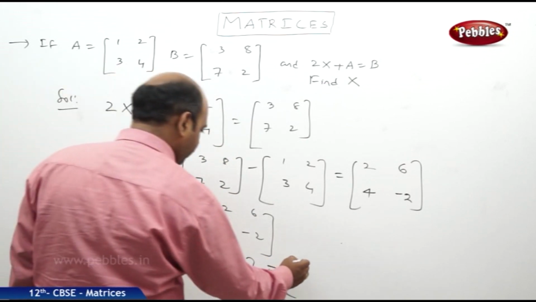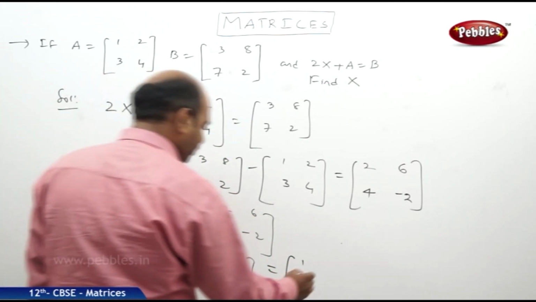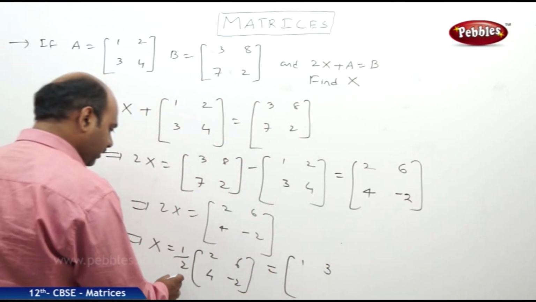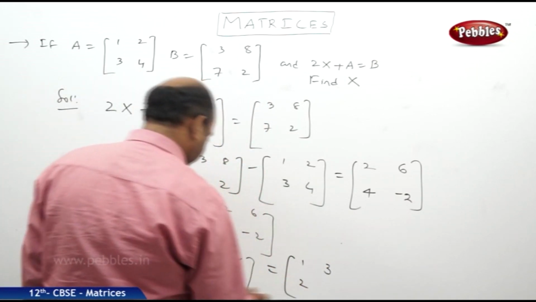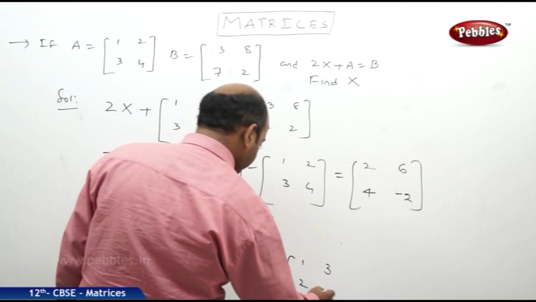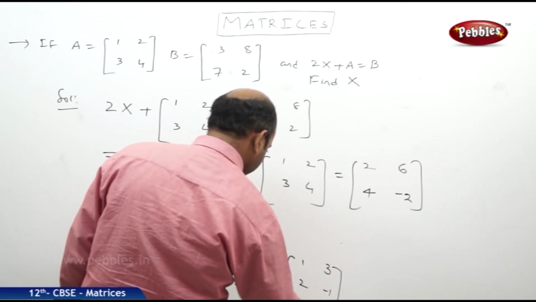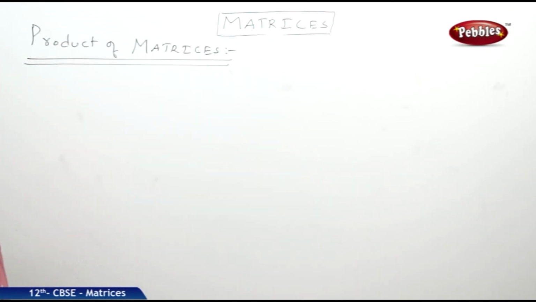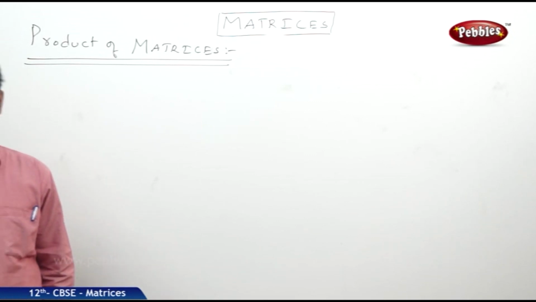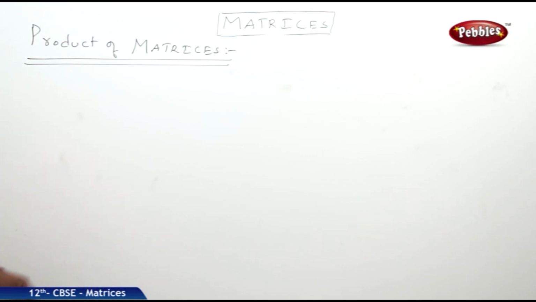This scalar should be multiplied with each and every element of the matrix. So 2 into 1 by 2 means I will get 1. 6 into 1 by 2 means I will get 3. 4 by 2 means I will get 2. And minus 2 by 2 means I will get minus 1. Right? Right, beta. We are going for the next concept known as product of matrices.